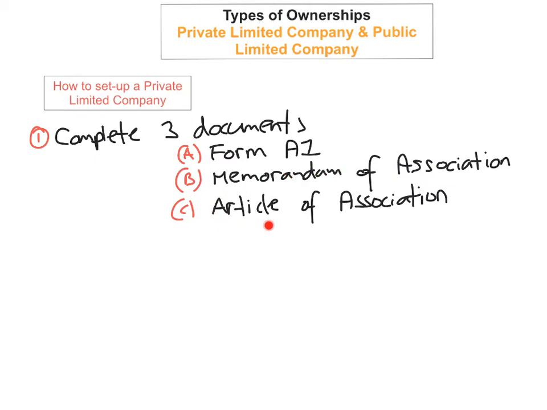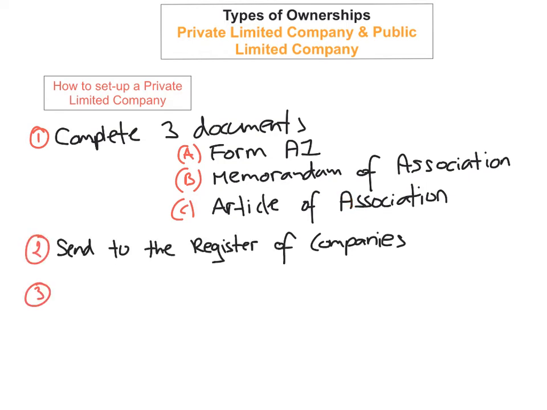And the last one is Articles of Association. This document sets out the internal rules and regulations of the company. It describes the voting procedure for meetings, and it sets down the quorum necessary for valid meetings. And just one more thing, it also highlights the voting rights for each type of share in the business. When the 3 documents are completed, they are then sent to the Register of Companies.